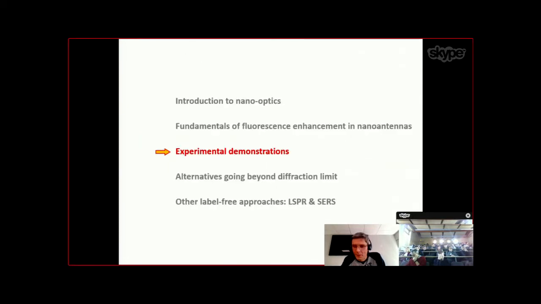Okay, so that's about 1 hour, right? I still need to go on to the experimental demonstrations. So now we have seen the real principles, okay? What's going on with these metal nanoparticles, these electrons? All the rates are changed. And now I want to put this into the microscope. What's going on when I do this experimentally?